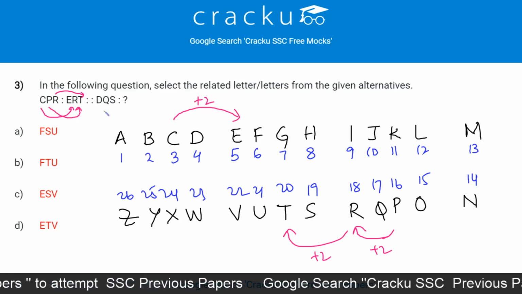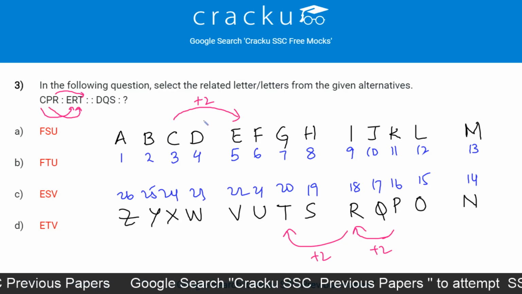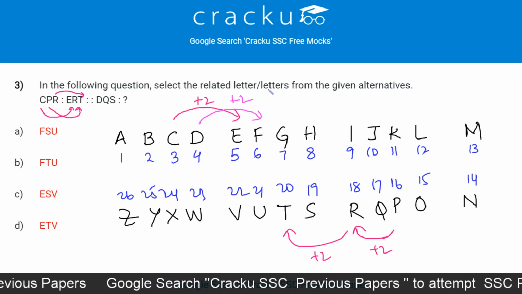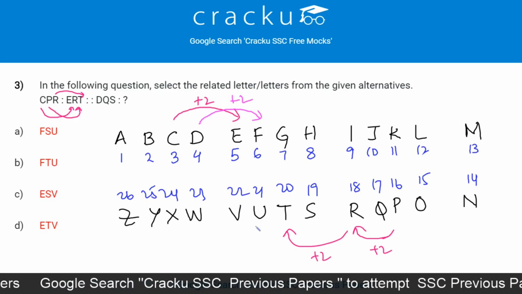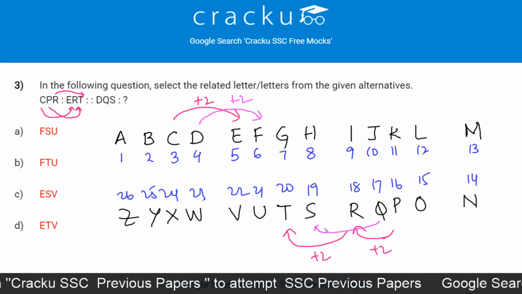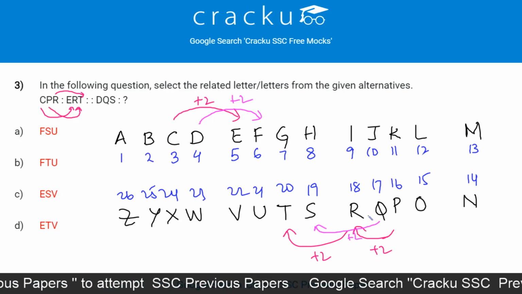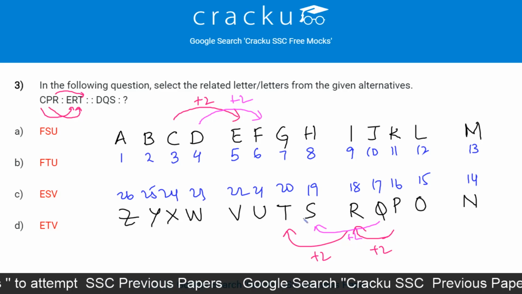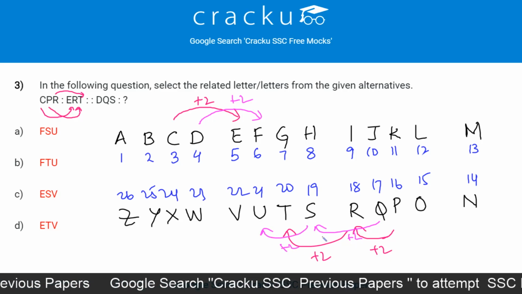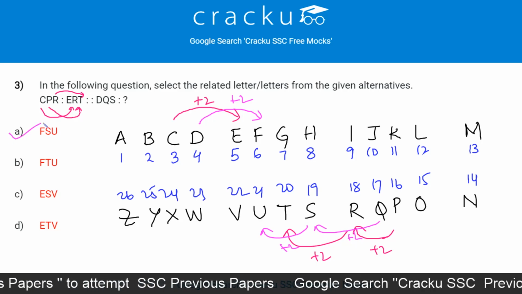So now coming to this one, DQS. From D we have to take 2 units, it is +2, and again from Q we have to increase it by 2 units. When we increase it by 2 units, it's going to be S, and from S, if we increase it by 2 units, it is going to be U. So the answer for this question is F, S and U, that is option A for this question.